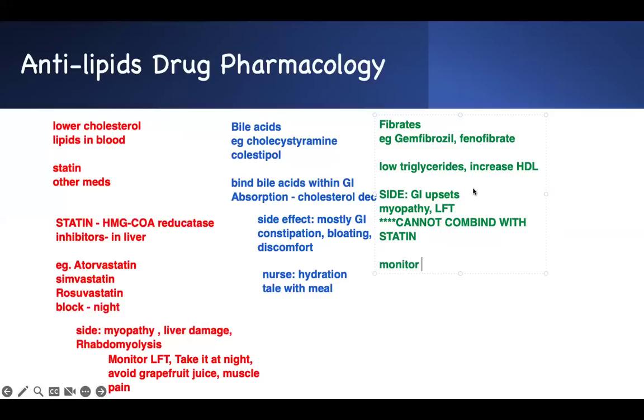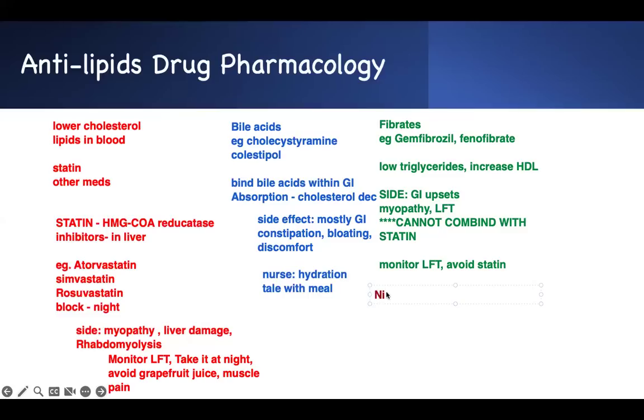Next intervention, what do you teach them? Monitor LFTs and avoid, once again, statin. This is a good NCLEX question they can ask you. If you take fibrates, you cannot take statin. There's no way. Otherwise, the patient is going to have rhabdomyolysis.